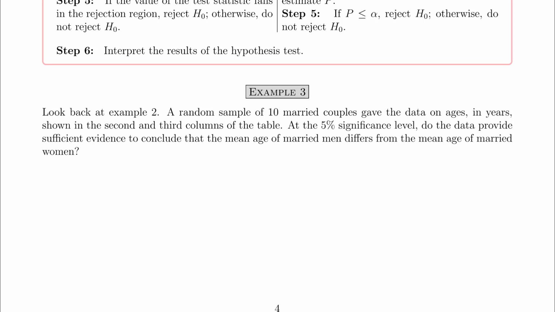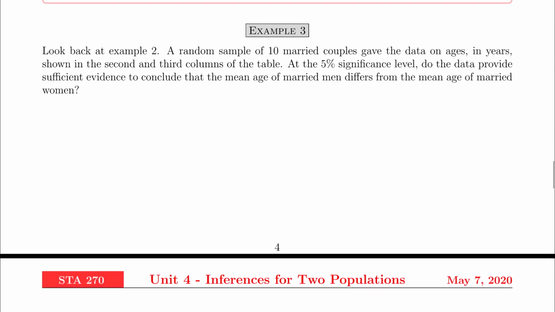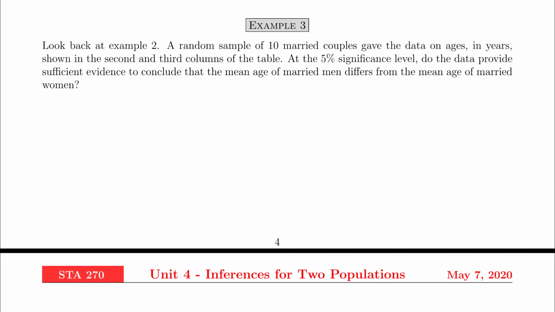So when we look at example 2, we have a random sample of 10 married couples, and that gives the data on ages in years. It's shown in the second and third columns of the table. At the 5% significance level, do the data provide sufficient evidence to conclude that the mean age of married men differs from the mean age of married women?